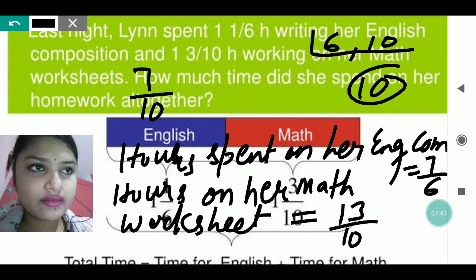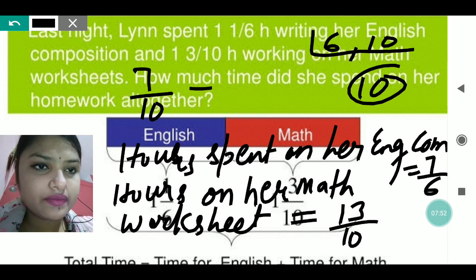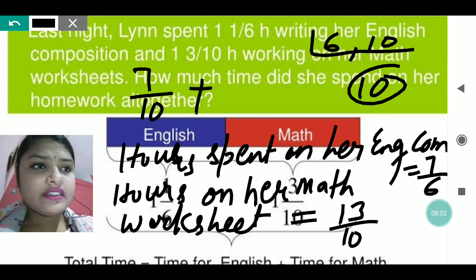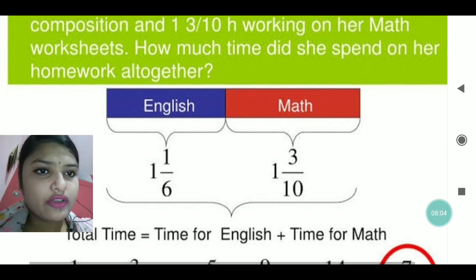7/10 plus. Now you just see what you will do.